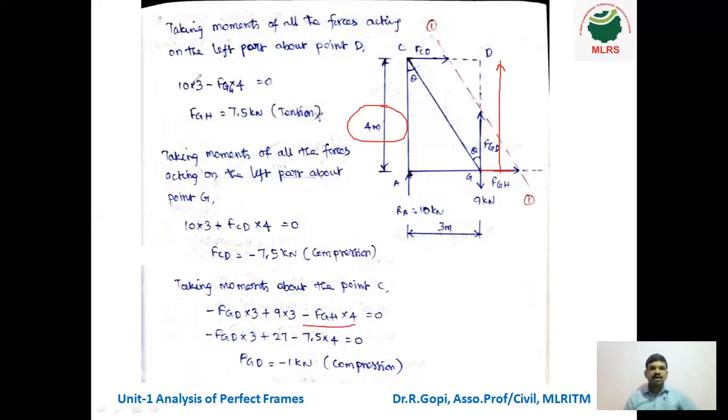FGH we already found. You can see here FGH is equal to 7.5 kilonewton. You can directly substitute here. So minus FGD into 3 plus 9 into 3, which is 27, minus 7.5 into 4. So this is the final answer: FGD is equal to minus 1 kilonewton, compression. So these are the simple steps we have to follow in the method of sections.